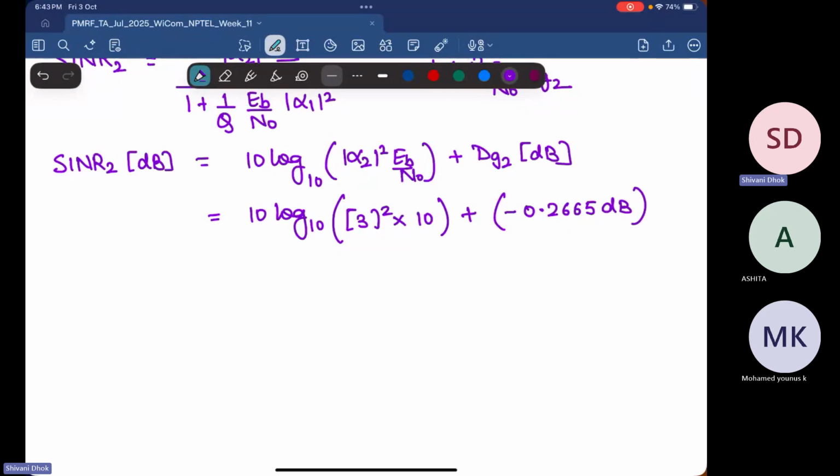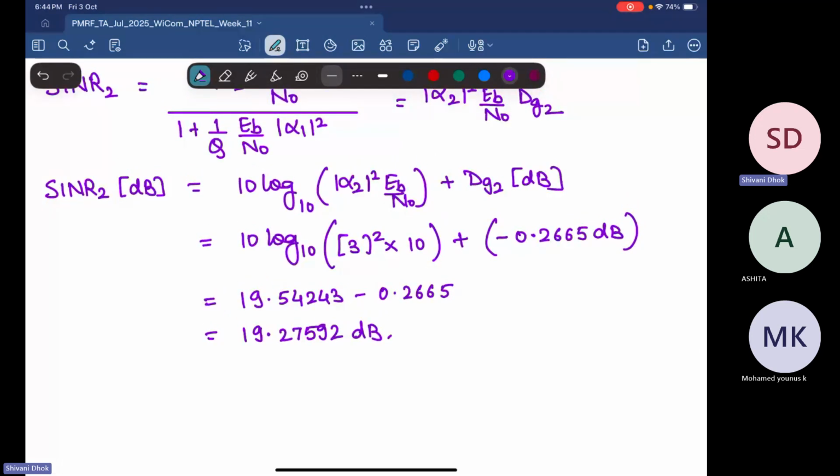Now this first term, if you use calculators, comes out to be equal to 19.54243 minus 0.2665, which comes out to be equal to 19.27592. This is in dB scale. So this is your SINR2.